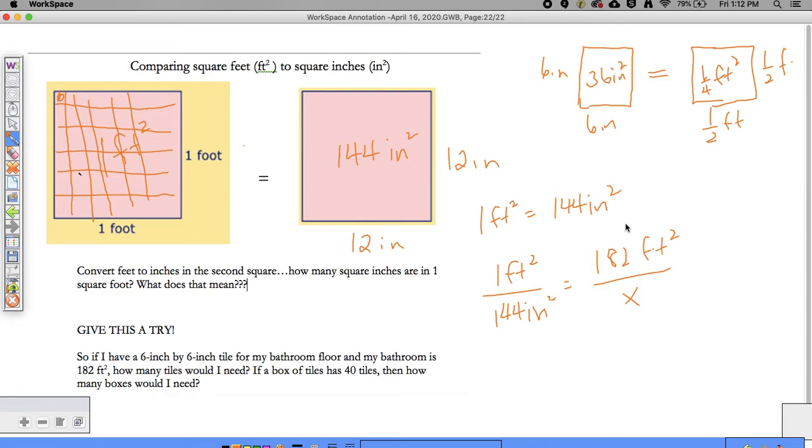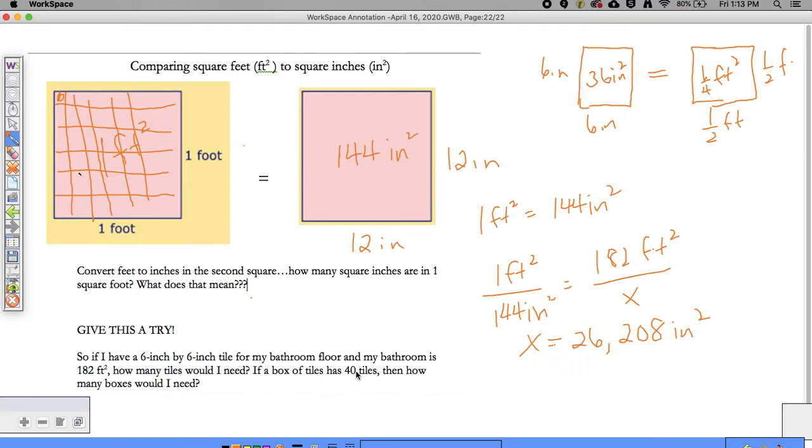That gives me 26,208. So hold on here. So X is equal to 26,208. So I need a total of 26,208 square inches of tile. That's how much I need. Okay. So that's the square footage of tile that I need.